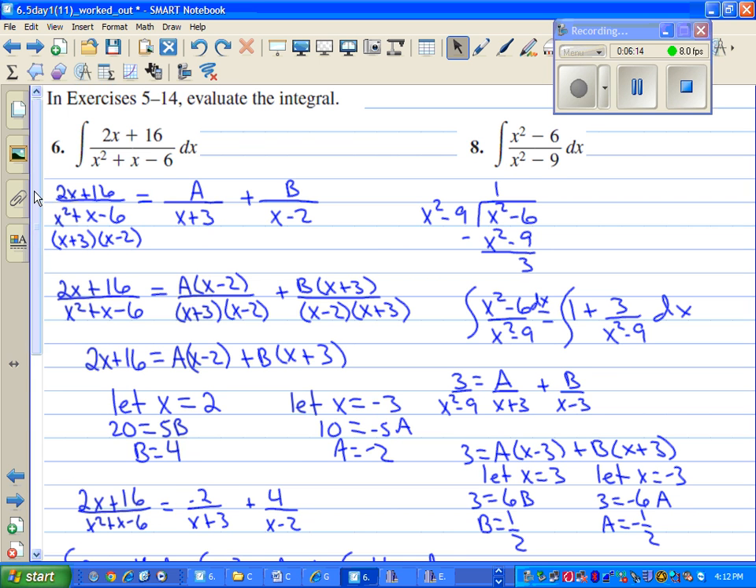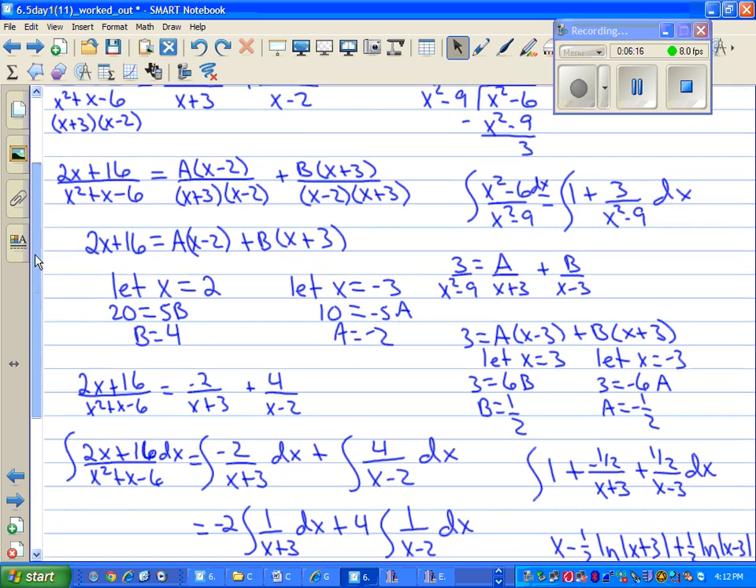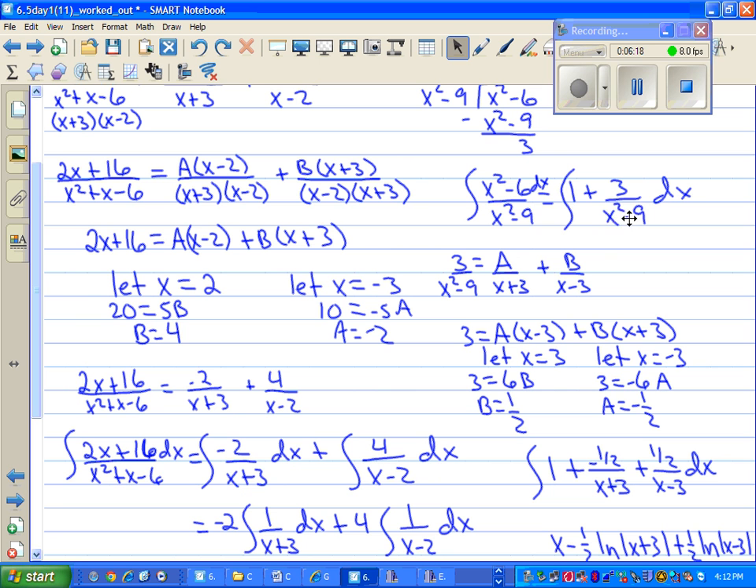Now we're going to do our partial fractions. We're going to factor the denominator. I'm going to ignore the 1 for right now, and we're just going to do the partial fractions on 3 over x squared minus 9. So we have A over x plus 3, B over x minus 3. Doing common denominator and then ignoring the denominators, we get this line right here. We'll let x equal 3. That gives us B to be 1/2. Let x equal negative 3. That means A is negative 1/2.